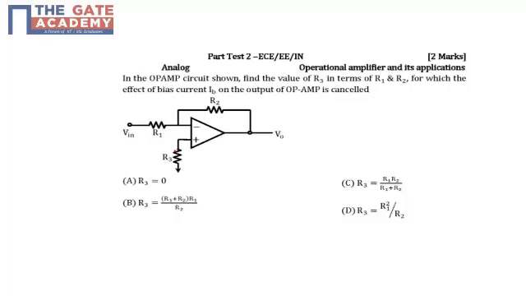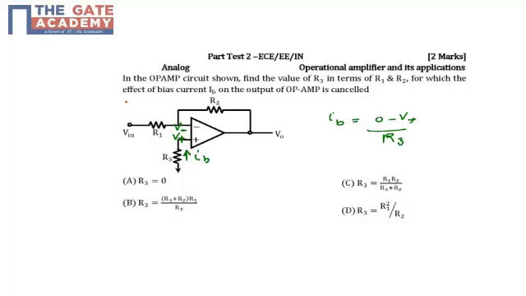Let us assume in the non-inverting terminal we have a bias current IB going from ground to the op-amp. So I can write IB as (0 minus V plus) by R3. Current always flows from higher potential to lower potential, where V plus is the potential of the non-inverting terminal. Similarly, in the inverting terminal, the potential is V minus.